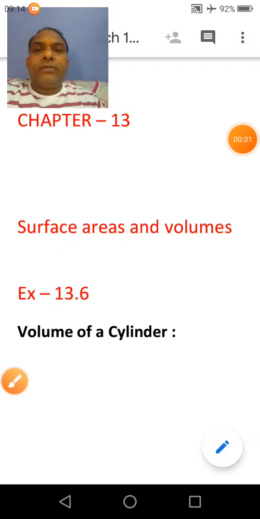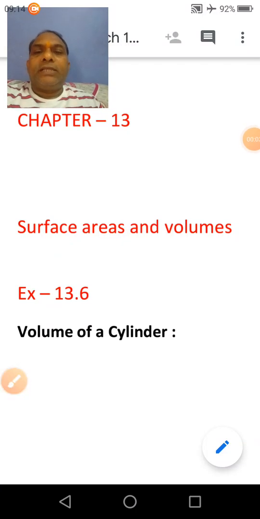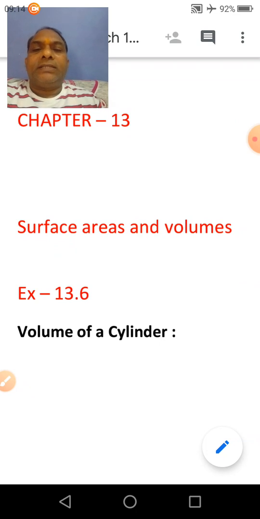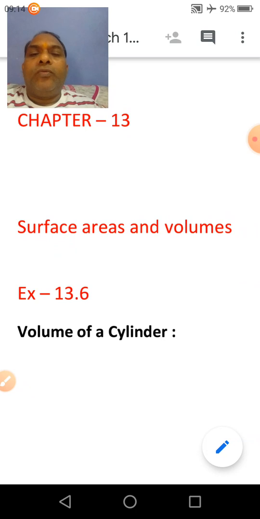Good morning, students. Now in chapter 13, surface areas and volumes, next exercise 13.6. In this exercise, we are going to learn about volume of a cylinder.